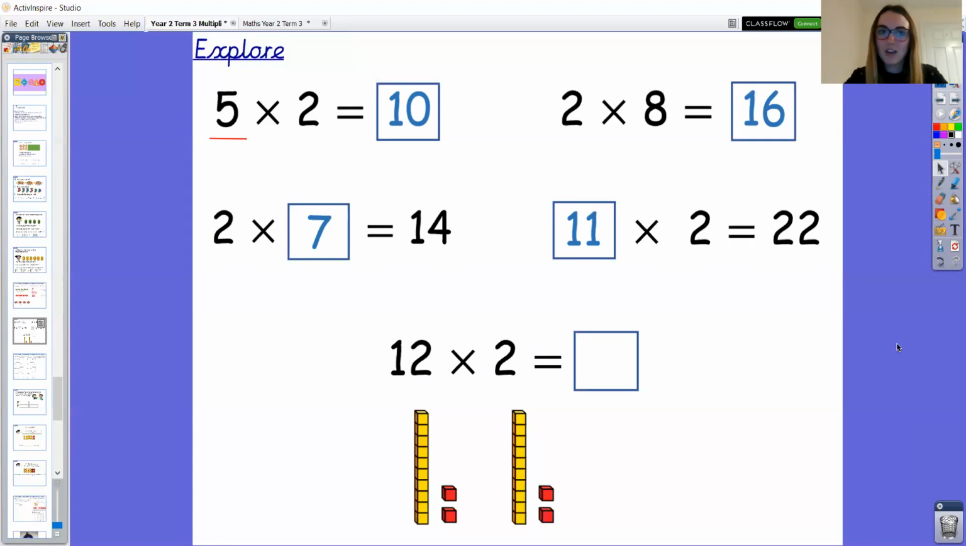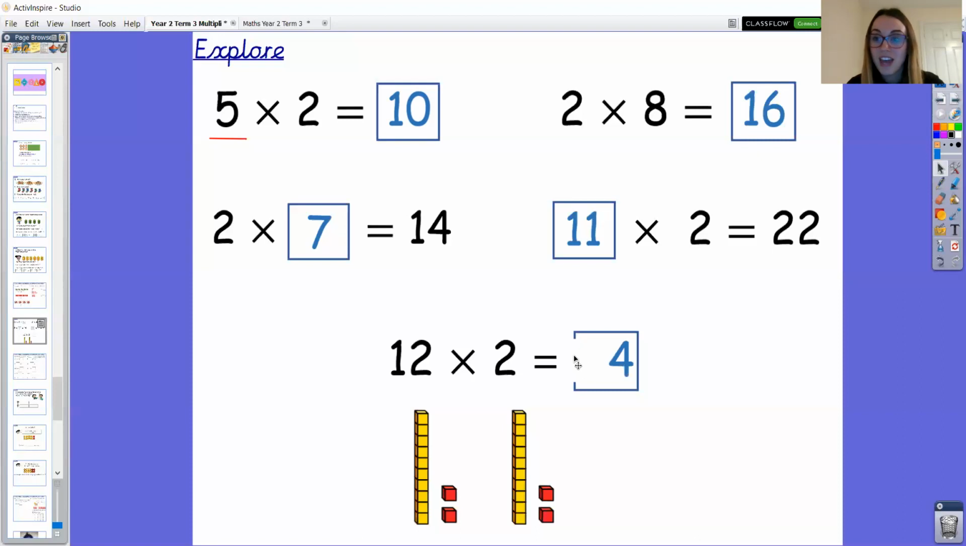Brilliant. Okay, let's have a look at this last multiplication then. There's a picture here to help us with this one. So it says 12 times 2. So we need to double the number 12, because when we times by 2, we're doubling that number. So if we have a look at 12, there are 2 1s. So if we double 2 1s, how many 1s are there?